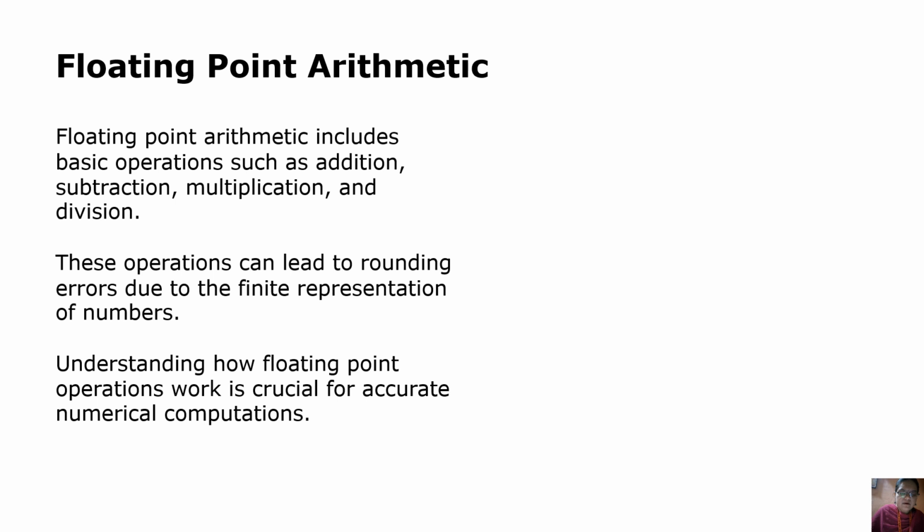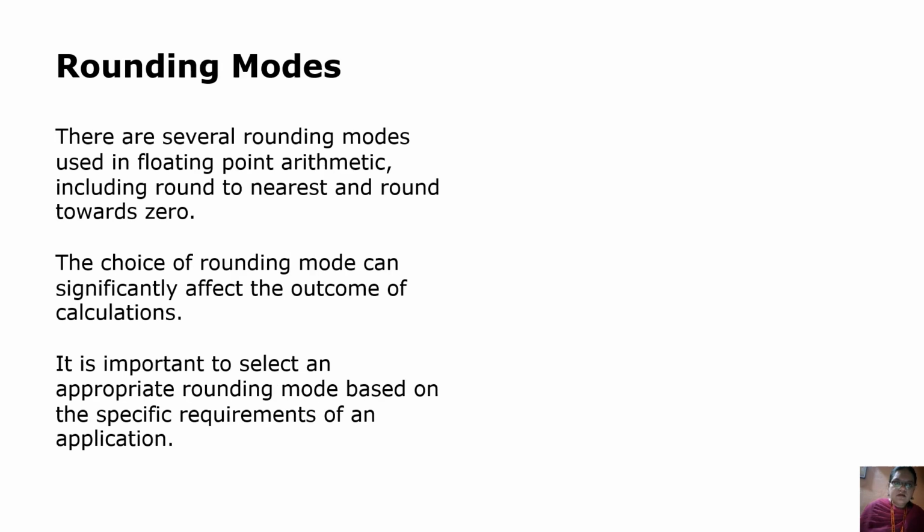Next, we discuss rounding modes. There are several rounding modes used in floating point arithmetic, including round to nearest and round towards zero. The choice of rounding mode can significantly affect the outcome of calculations. It is important to select an appropriate rounding mode based on the specific requirements of the application.